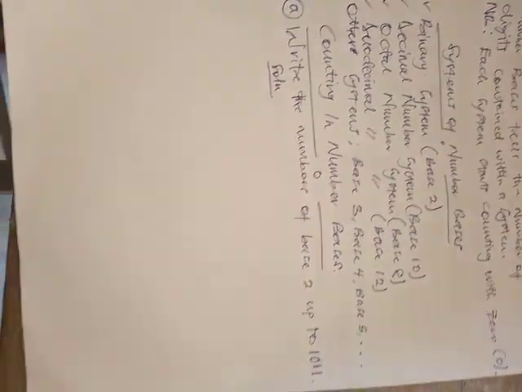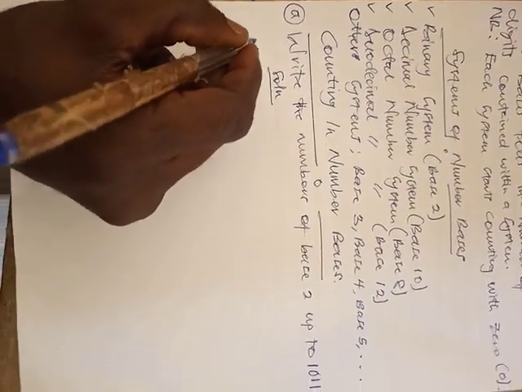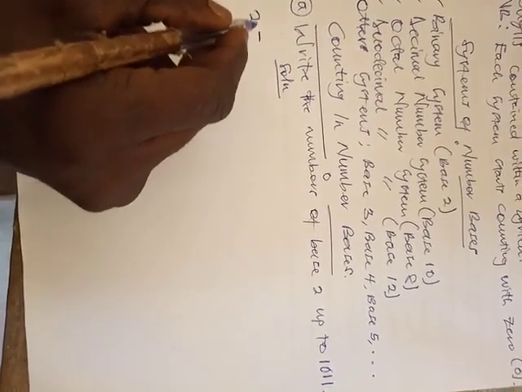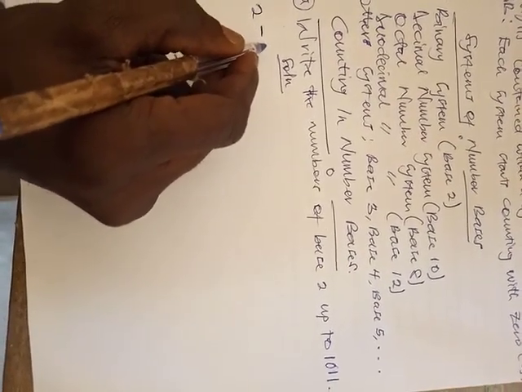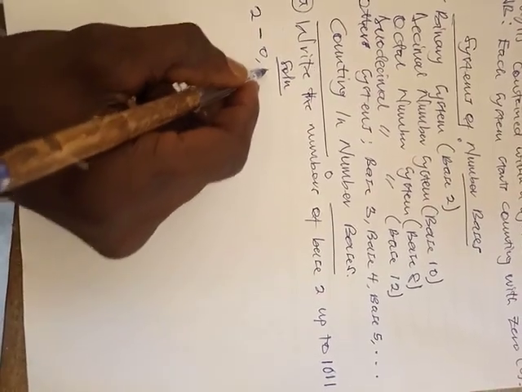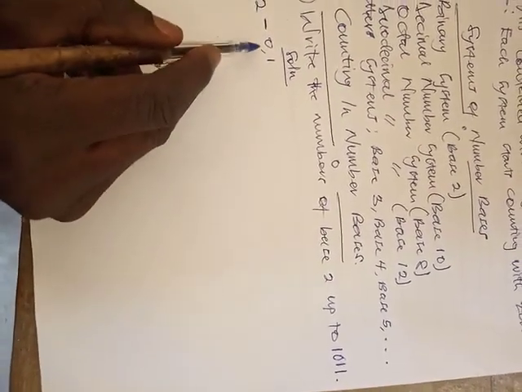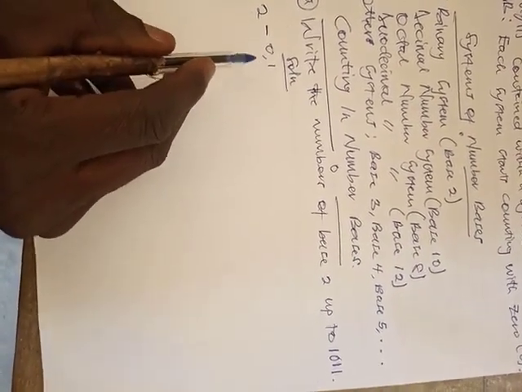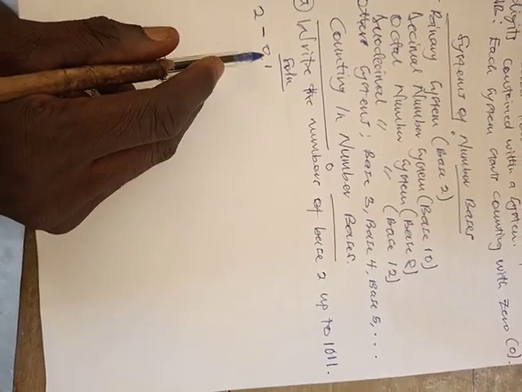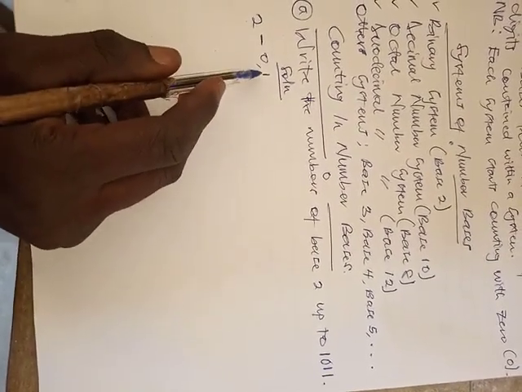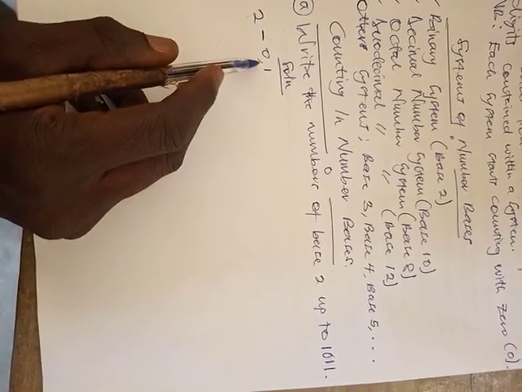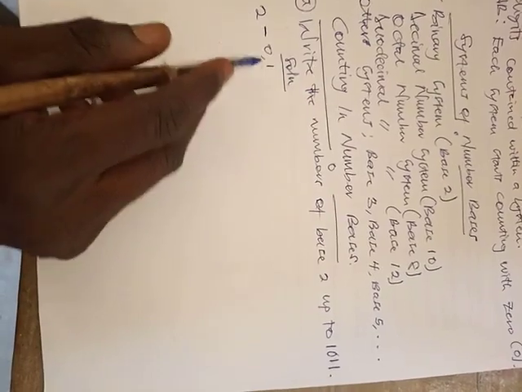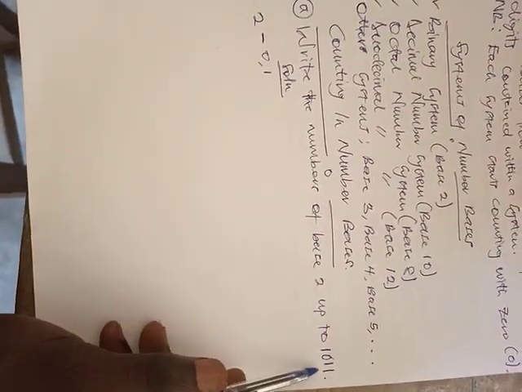So let's start with this. Under base 2, we have 0 and 1. Base 2 has 2 digits, 0 and 1. So you are going to construct a table using the 0 and 1, these two numbers. And after that, we are going to slot in all the values in the table so that we can reach 1011.